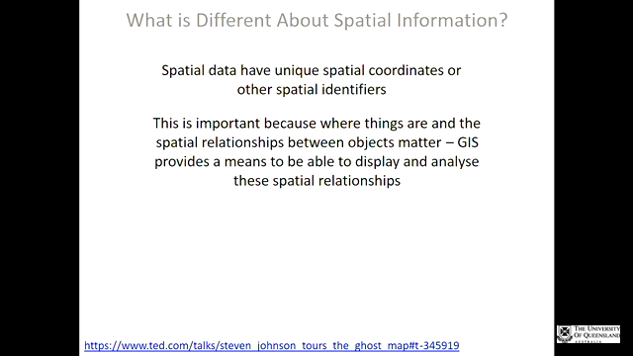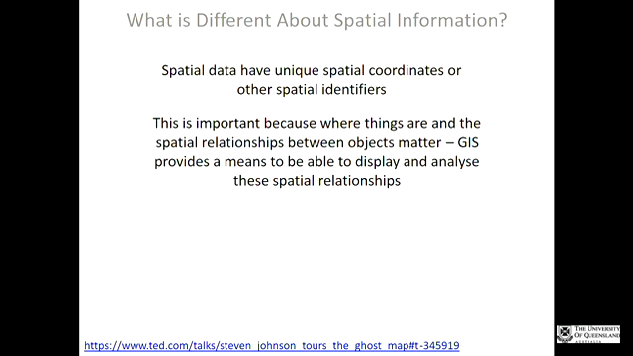Spatial data have unique spatial coordinates or other spatial identifiers. So you can measure things at different places and then start to compare them at the same place. And then the other thing is that the relationships between objects in particular locations, the spatial relationships, are really important. And the GIS really provides the means to display and analyze those spatial relationships.